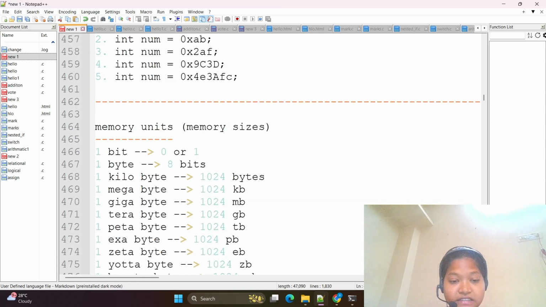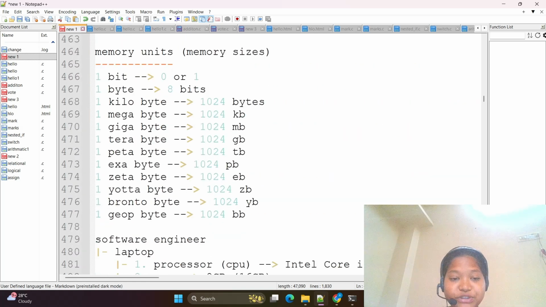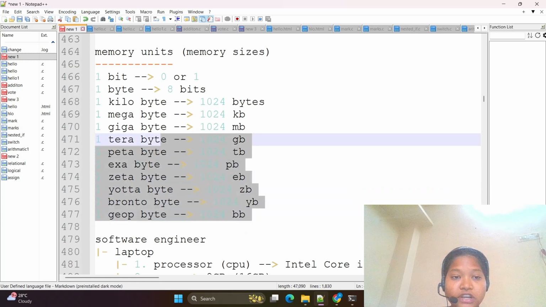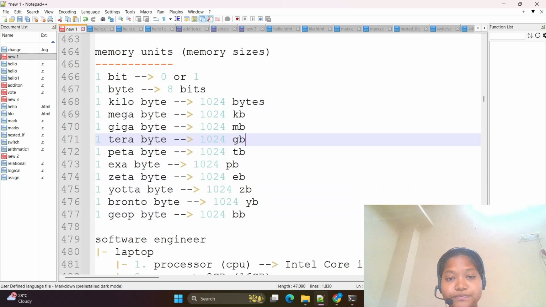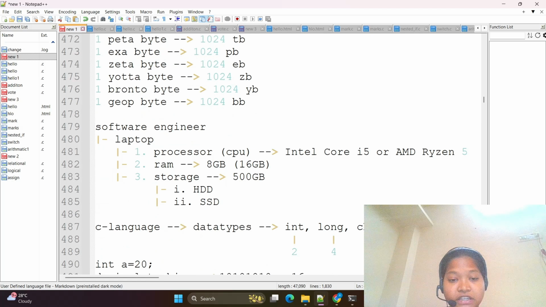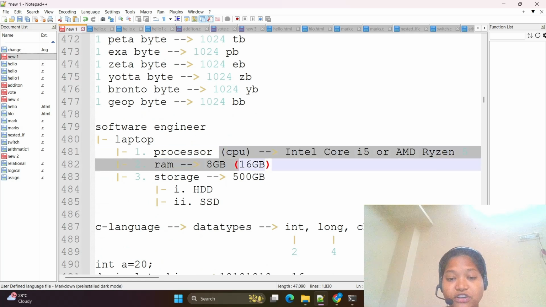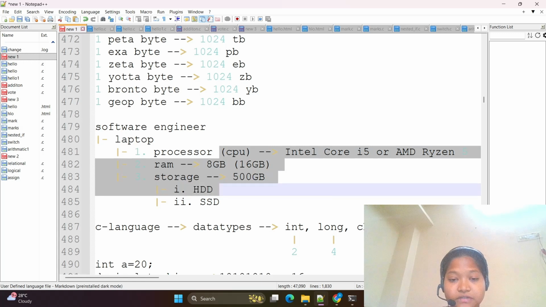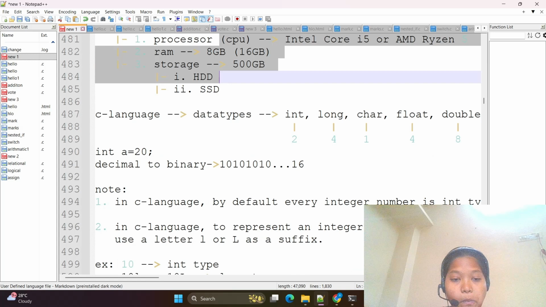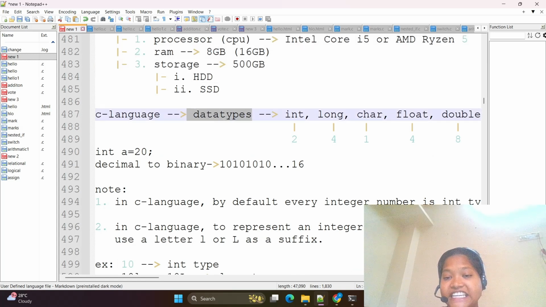Then I think it's all completed. Memory units, different sizes of memory, and the CPU, which we call the processor. The RAM size is 8 GB or 16 GB. Storage is up to 500 GB. Then in C language, different data types are there, like int, long, float, char, double.